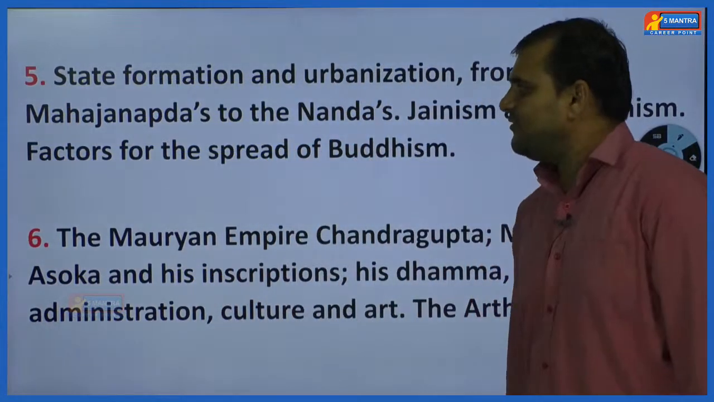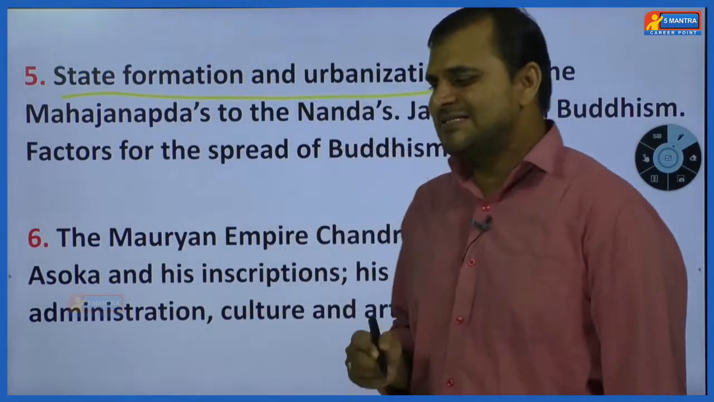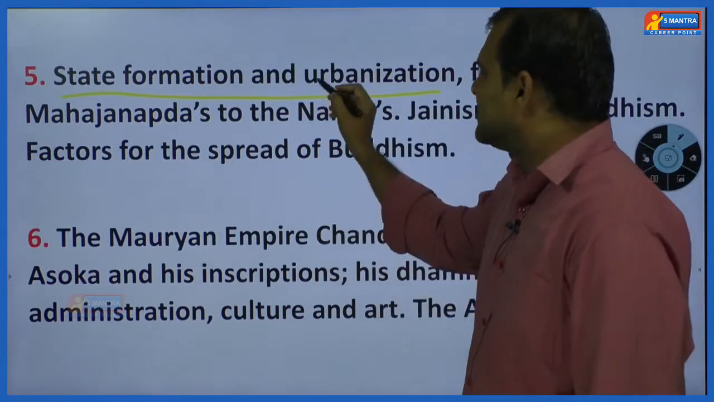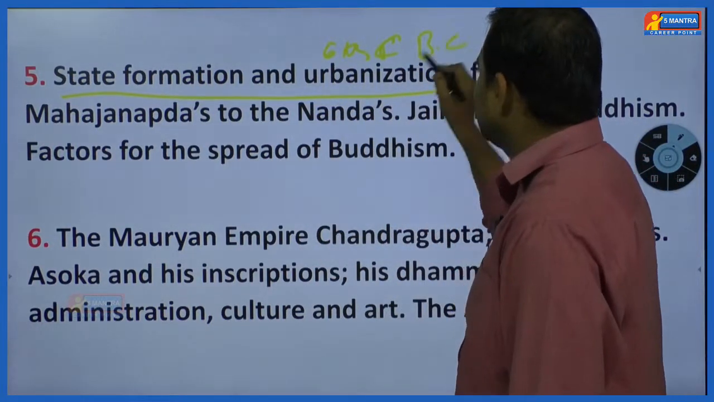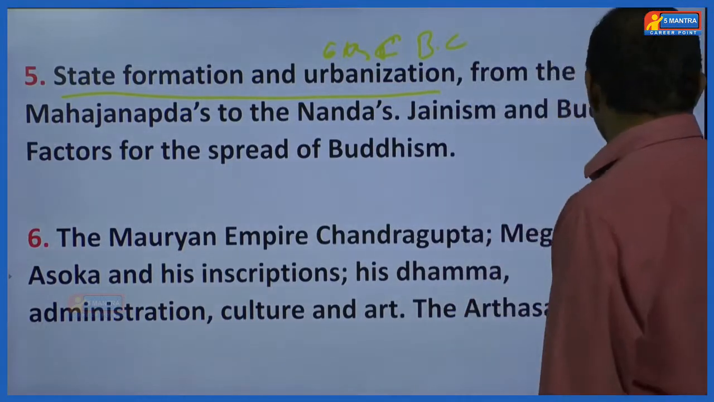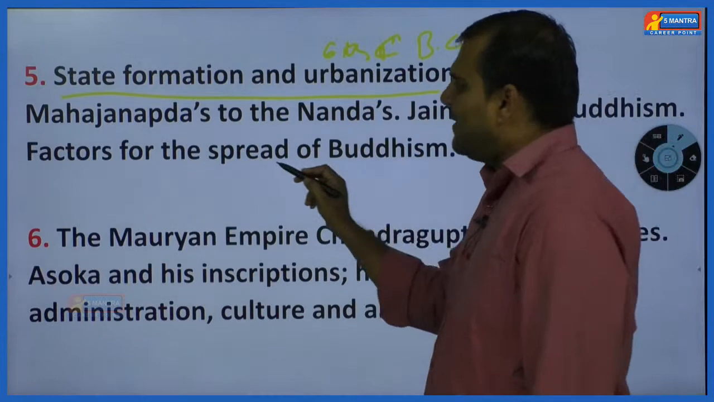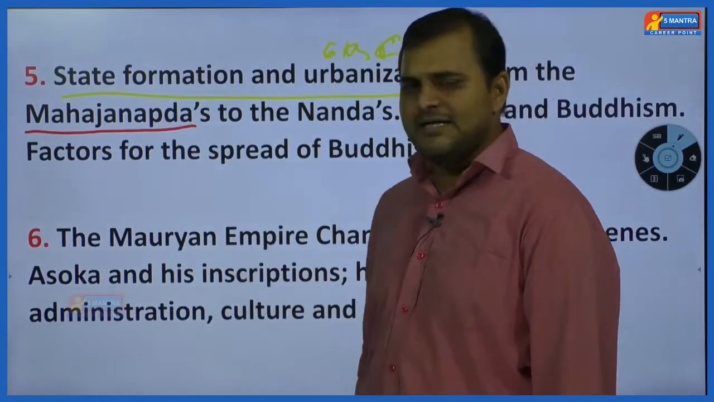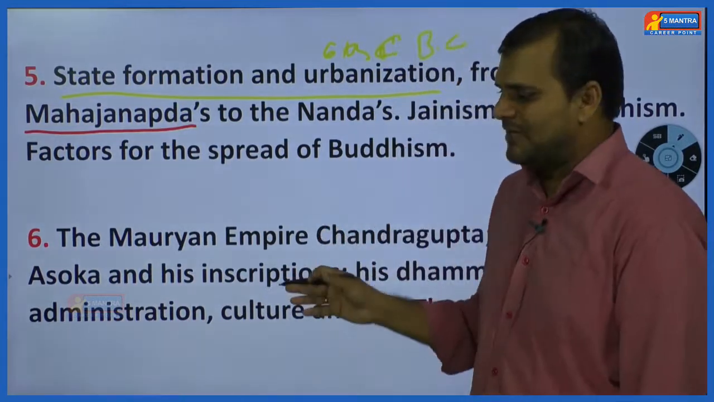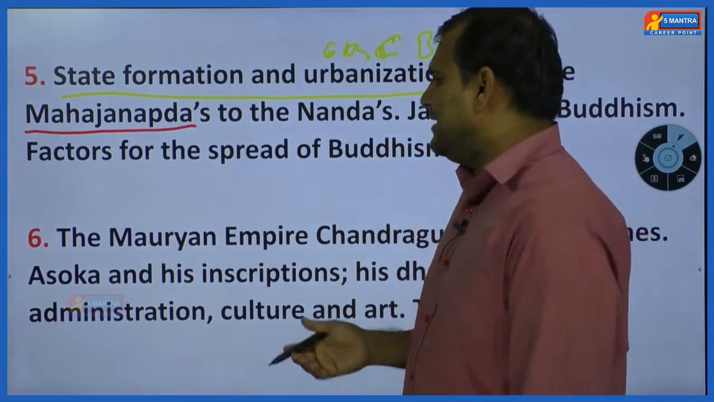Next chapter, state formation and urbanization. Okay, related to 6th century BC. In this chapter, we discuss about 6th century BC conditions. Right? And form the Mahajanapadas. Okay, Maha means great. Jana means people. Pada means settlements. Means development of greatest kingdoms.